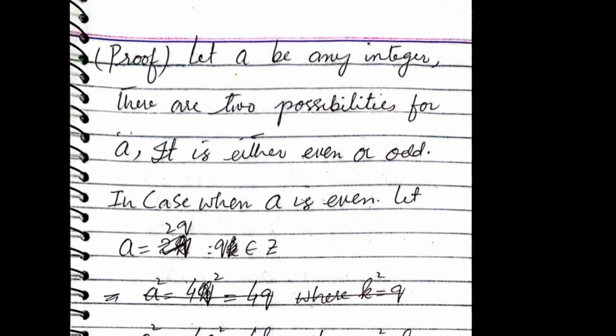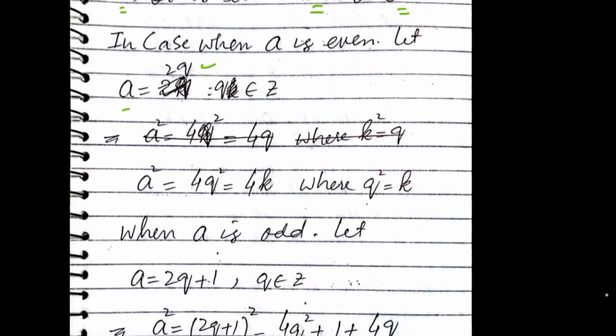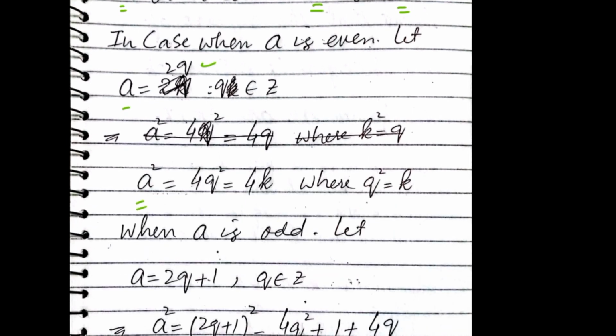Let a be an integer, then there are two possibilities for a. It is either even or odd. In case when a is even, we assume a is equal to 2q. Now its square is 4q square, where q is an integer, so its square will also be an integer. So we suppose q square is equal to k. This is equal to 4k.